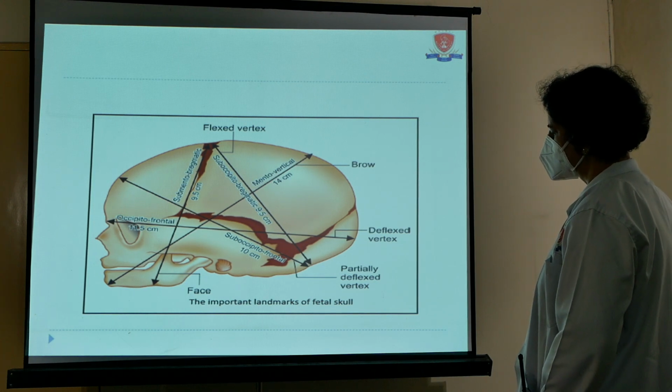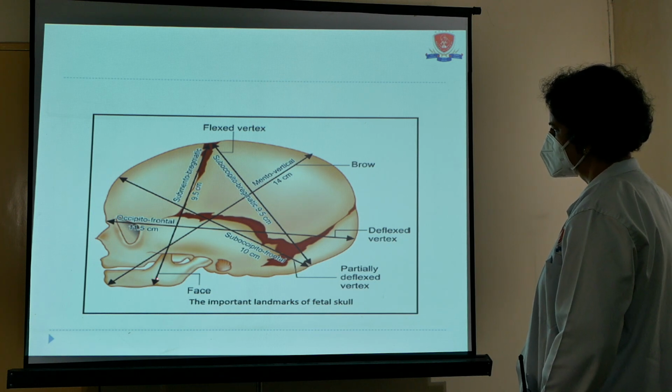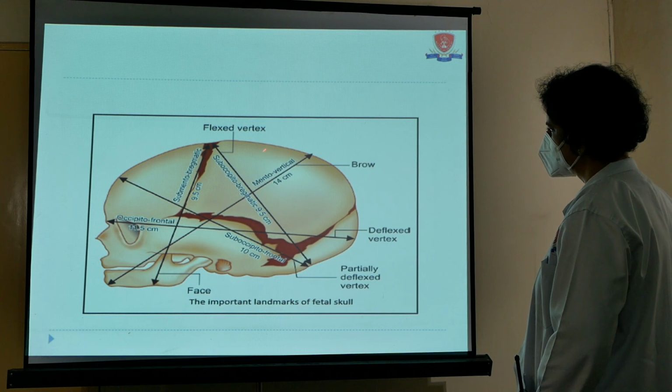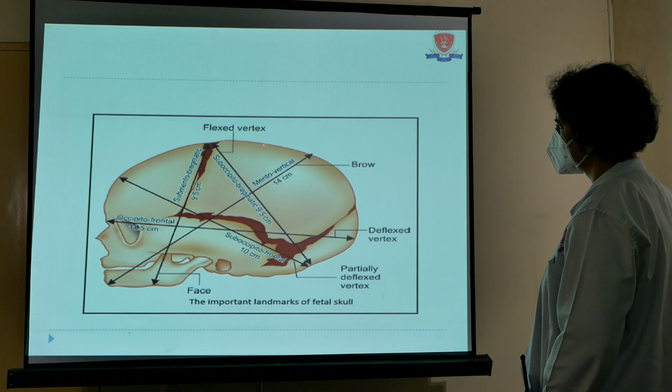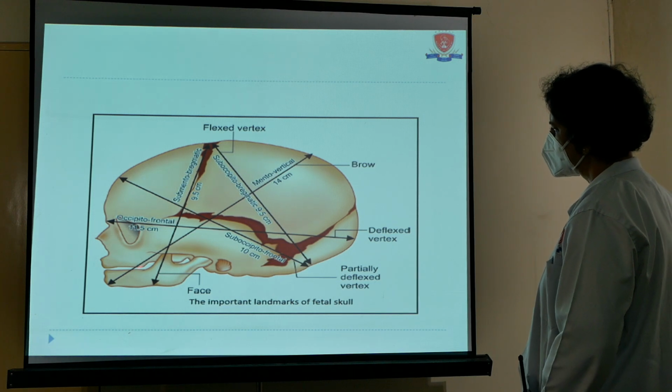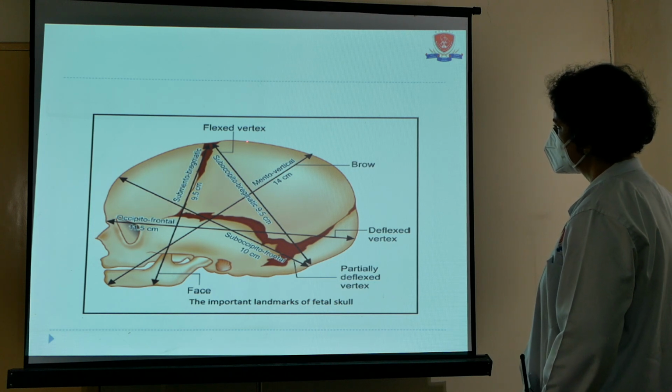And in the face presentation, when the head is extended, there are two diameters. One is submentobregmatic, again it is 9.5 centimeter, and the other one is submentovertical. It is not depicted in this picture. Submentovertical is for incomplete extension. This is complete extension, and this is submentovertical on the vertex, in the center of this vertex. So this is 11 centimeter.